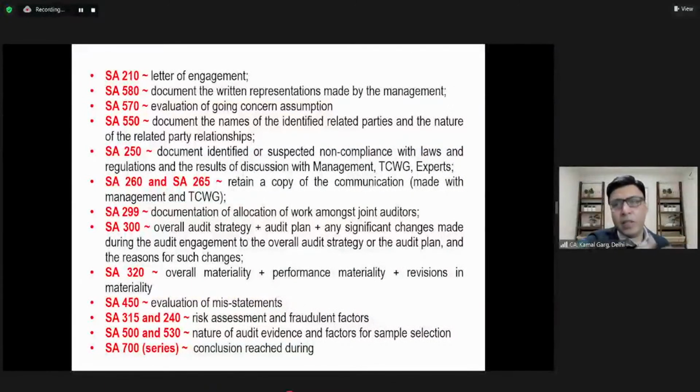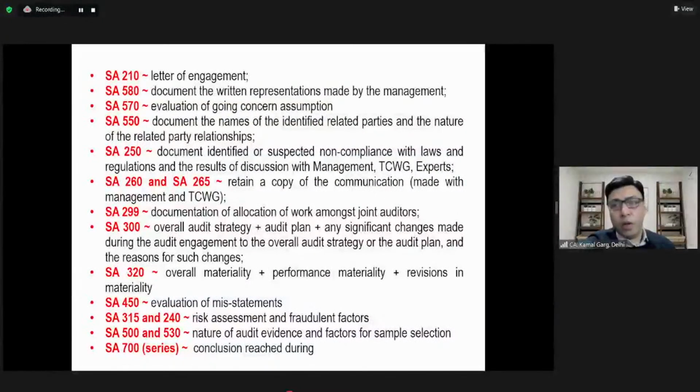There is SA 300, which we discussed, risk assessment and so on. You have to document overall audit strategy, audit plan, any significant changes made during the audit engagement to the overall audit strategy or the audit plan and the reasons for such changes. For example, just now Vipulji asked a question that audit evidence was not available because client says it is sensitive in nature. So originally, your strategy and plan was that you will check this lease agreement. But now client denied. So you will change your plan. No, you will change your strategy. You will apply alternative procedures. So you will document both the things. That originally we were having this plan. Now we changed because of this reason.